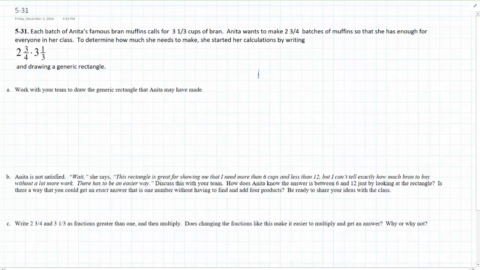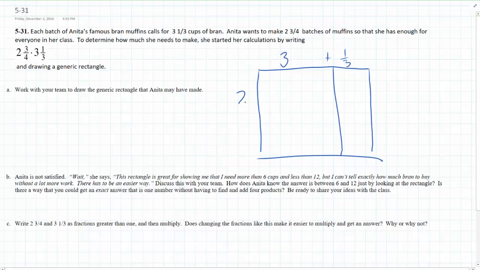Okay, so let's go and work on A. Here's the rectangle. Okay, so we're going to go ahead and break it up. We're going to have 3 1/3, and we're going to have 2 3/4. Okay, 3 times 2 is 6.